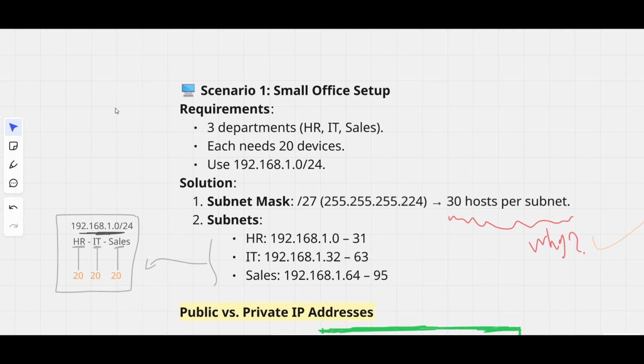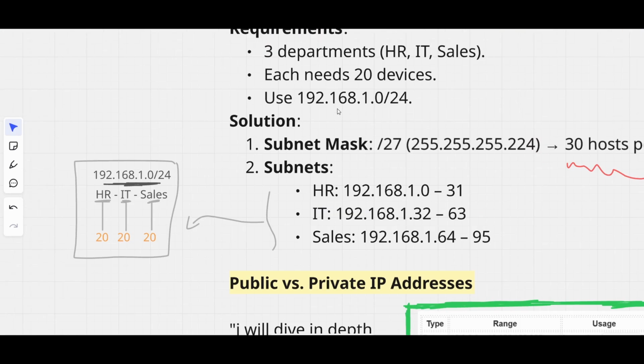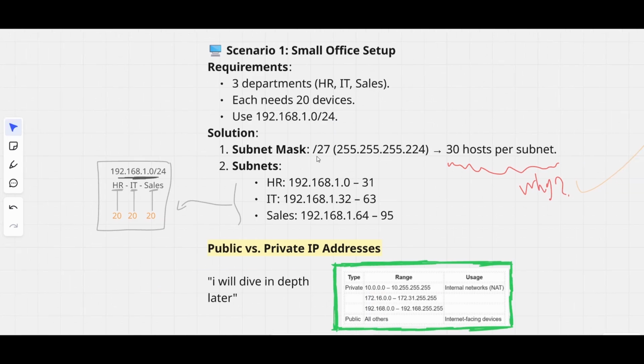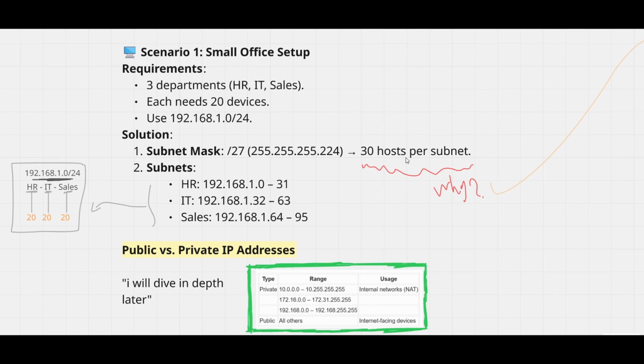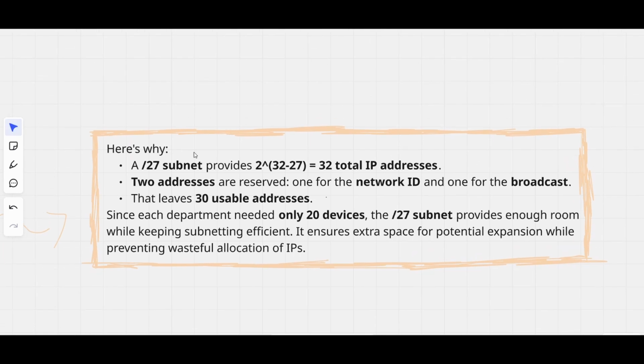Scenario 1: small office setup. Requirements: 3 departments, which are HR, IT, and sales. Each needs 20 devices. Use this IP address. Solution: subnet mask /24, and we do this subnet here, 30 hosts per subnet. Why 30? Let me explain that.